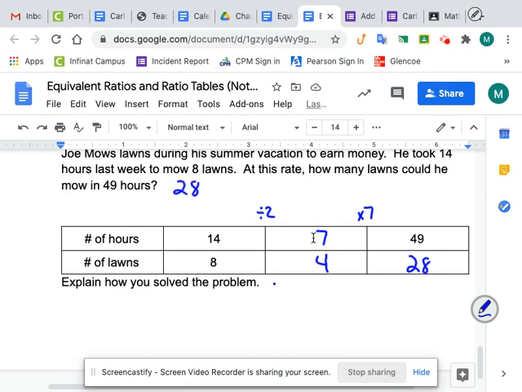I divided by 2, then I multiplied by 7. So this is scaling. You're going to scale back and then scale forward. You will use both methods on your assignments and assignments moving forward today.